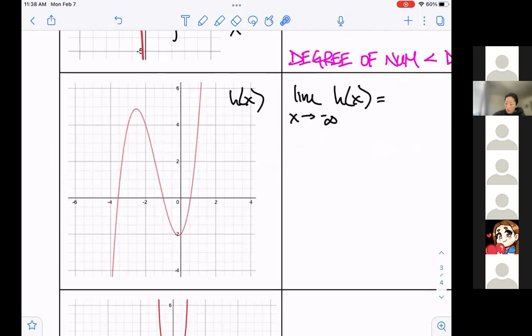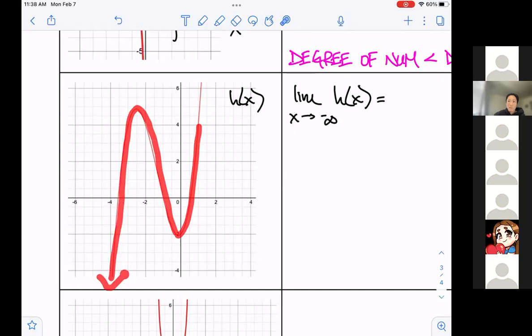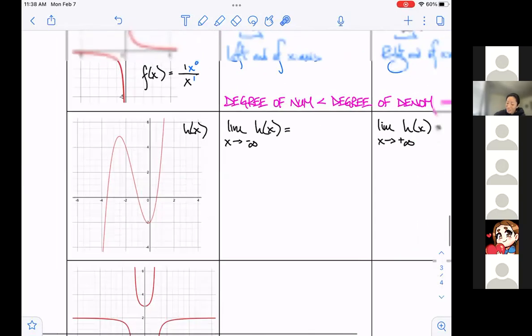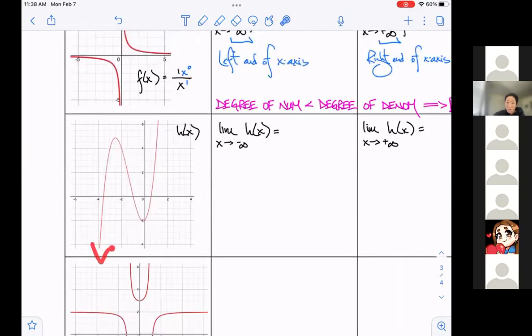Okay, so I'm going to trace the graph towards this end, right? The negative infinity end. So I can start wherever I want. I'm tracing, it goes down, it goes up. And then as I keep going to the left, it keeps going down. Okay, you just answered my question. Thank you. Yeah. Okay. So it's going to go to a y value of negative infinity. All right.